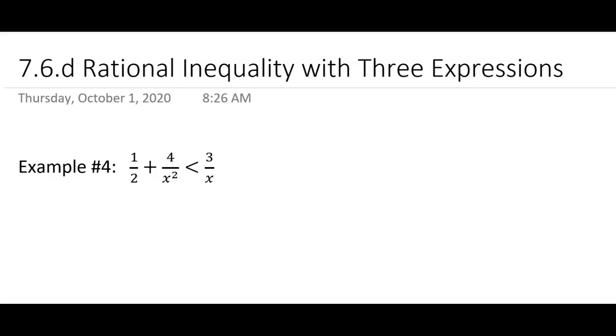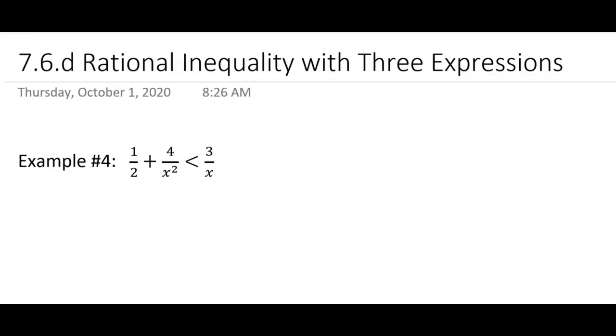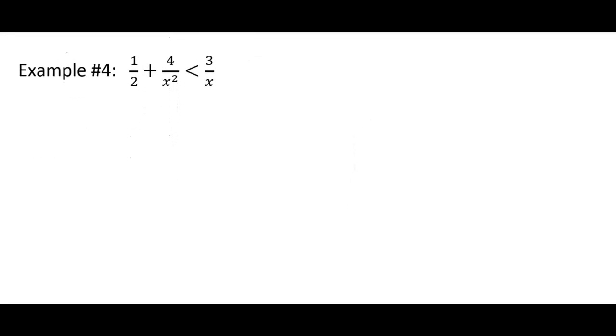So this one's a little different. We have three rational expressions in our inequality. So I'm going to go ahead and set it to 0. I'm going to subtract the 3x over, so I'm moving this over there. So I'll have 1 over 2 plus 4 over x squared minus 3 over x is less than 0.